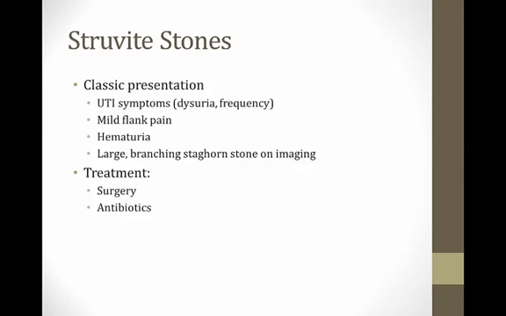So the classic presentation of a struvite stone is a patient who has UTI symptoms like dysuria and frequency. They often have mild flank pain. Because the stone is high up in the kidneys, the flank pain isn't always as intense as when patients have stones in the ureter with calcium. They'll get hematuria, and then they'll show you the imaging, often with those large branching staghorn stones present. And the treatment is to do surgery to get the stone out and to give antibiotics for the infection.